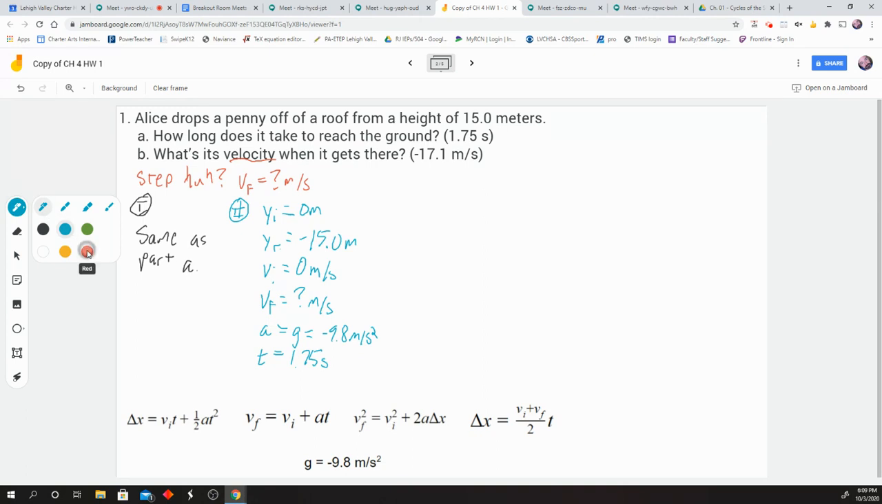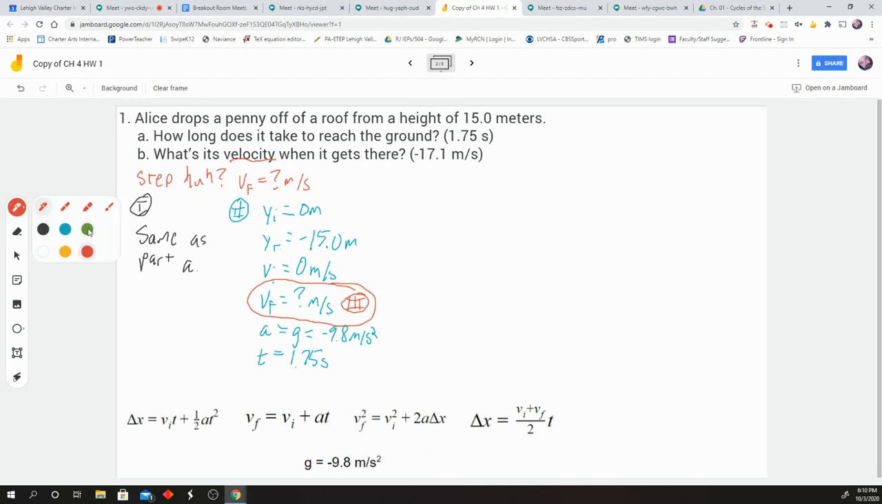So on to step 3. What thing are we looking for? We're looking for V final. It's actually the only question mark we have here. So V final is this. Put a circle around it. Okay, so we've got that.